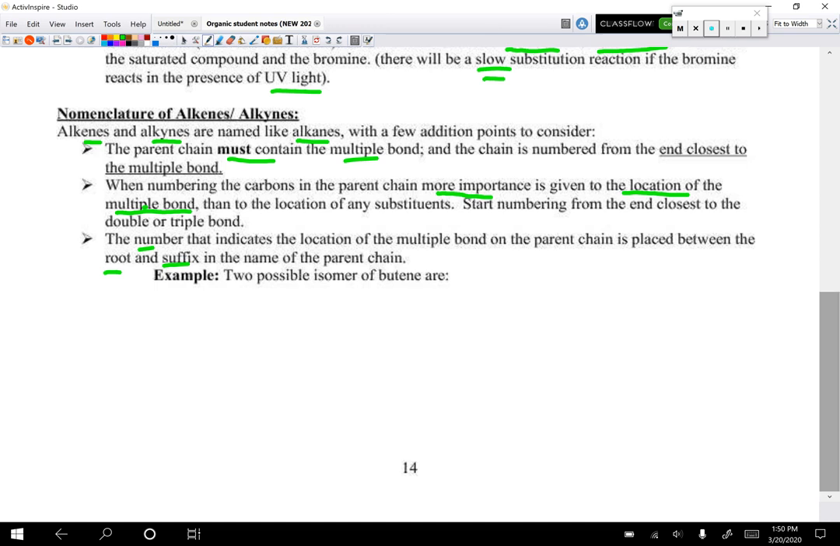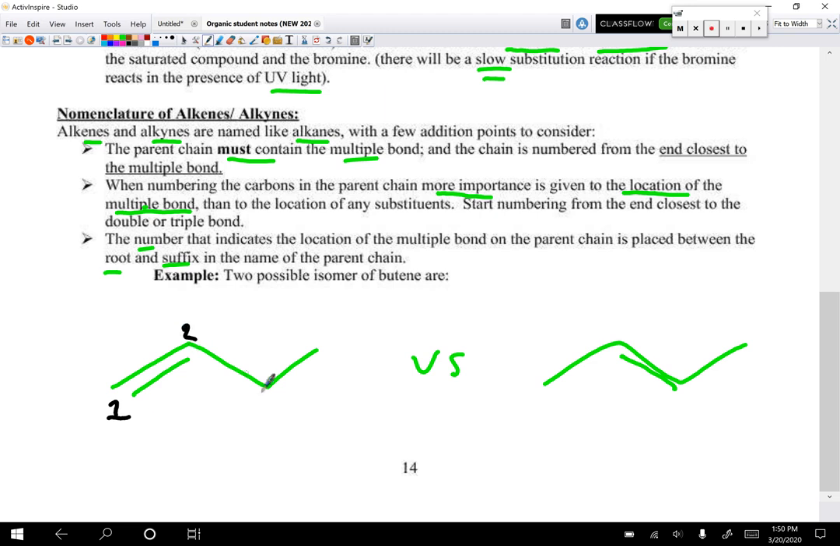All right, so I'll just give you an example, 2 isomers of butene. All right, so we can have butene with the multiple bond here or the multiple bond here. Now if we follow our rules, we start numbering the carbon closest to the end with the multiple bond. So that means carbon 1, carbon 2, carbon 3, and carbon 4. Now we will notice in our first one, the one farthest to the left, that the multiple bond starts on carbon 1. So therefore, the root is but.